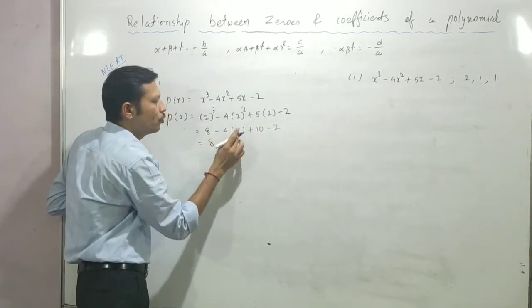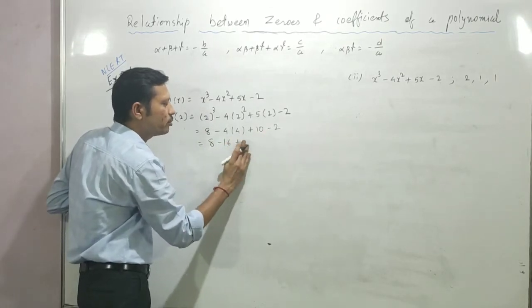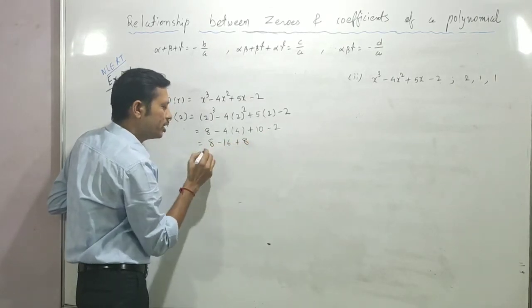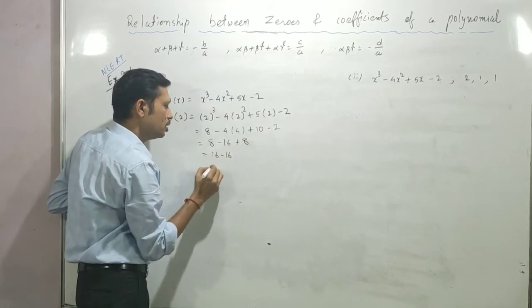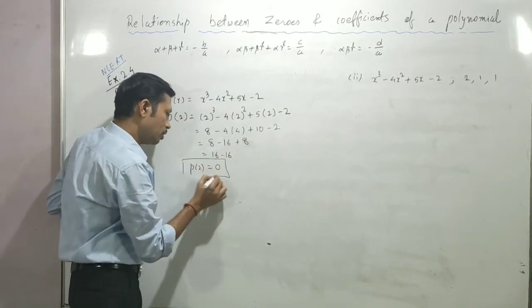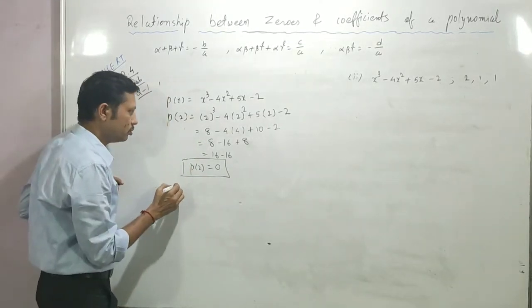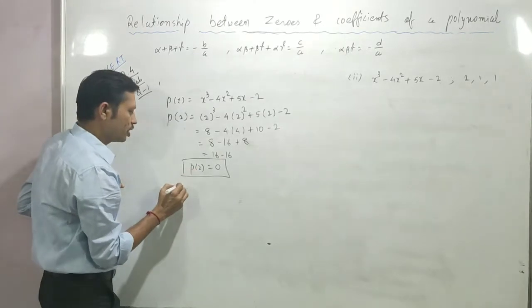So 8, minus 4 fours are 16, plus 10, 10 minus 2 becomes 8. 8 plus 8 is 16, minus 16, that will be 0. So p of 2 is equal to 0. That is, 2 is a zero of this polynomial. Now come to the second point. Now we will replace x here with 1.